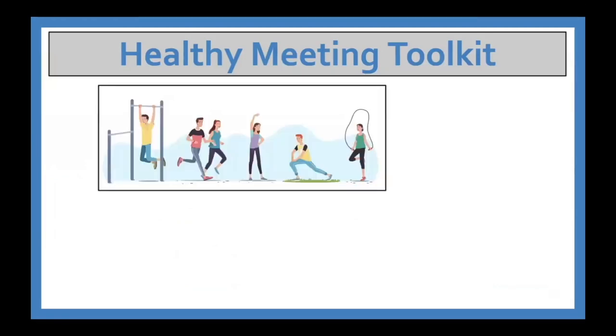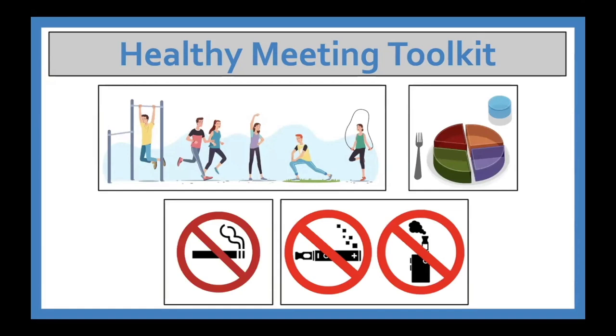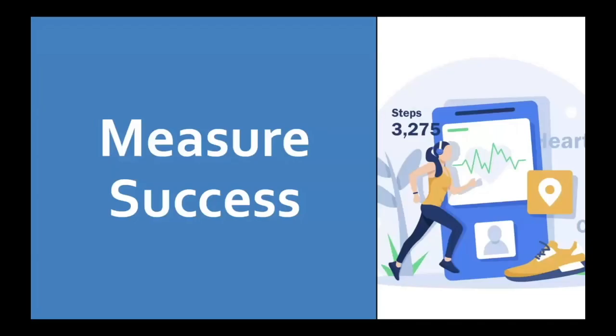In the Healthy Meeting Toolkit, there are 3 parts. One is providing physical activity or movement. The second one is healthy nutrition. And the third one is no smoking and no vaping. You may have some people at your school or district or in the county that can help you with these programs if you don't already have access to them.